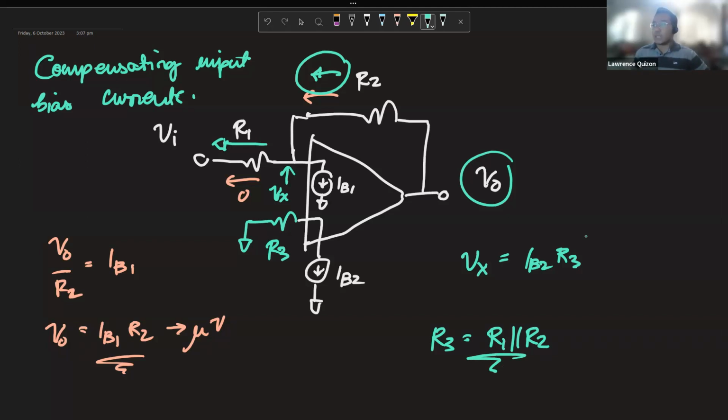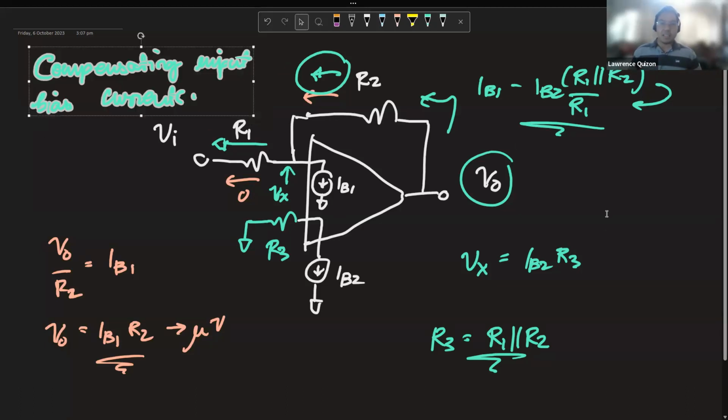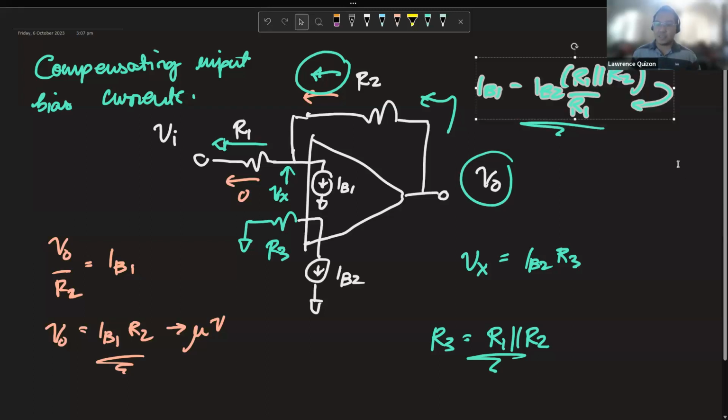But this doesn't actually completely remove the output bias, no? So, ang mangyayari dyan is ang current mo dito, no, is going to be IB1 minus IB2, R3 over R1, no? And if R3 is R1 parallel R2, actually, let's see, no? We're not going to do the math here because that would take us a little bit of time. So, exercise is left to the reader to show na magzi-zero ba to or not.